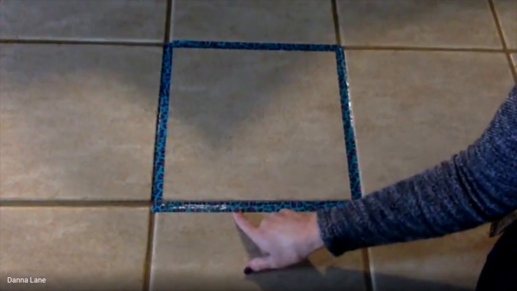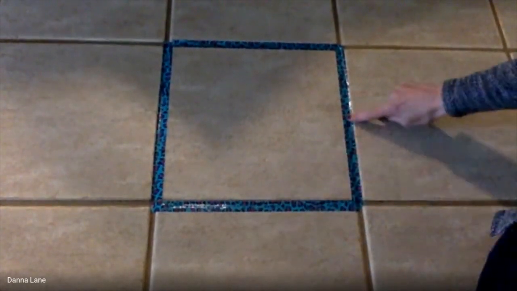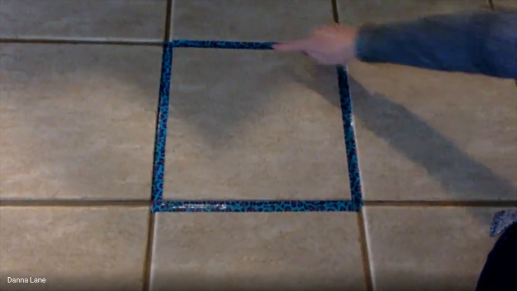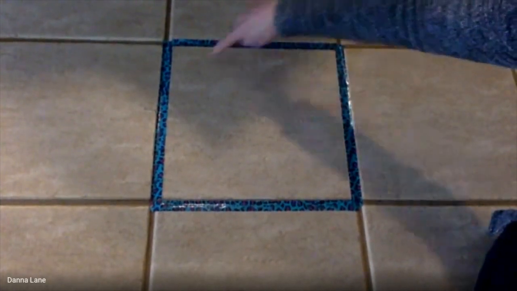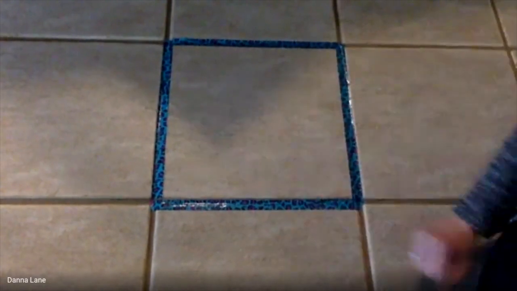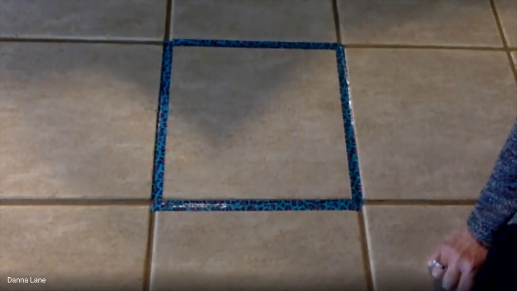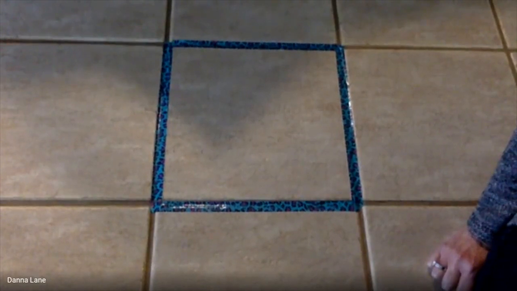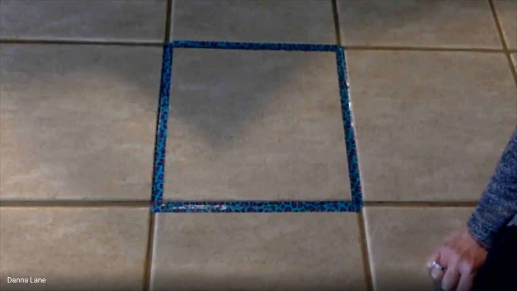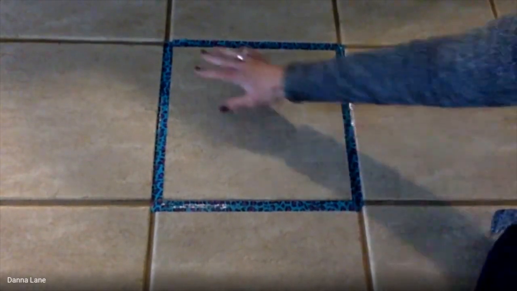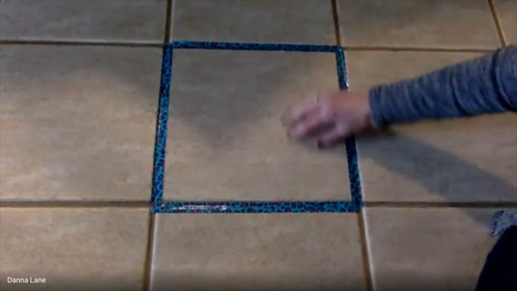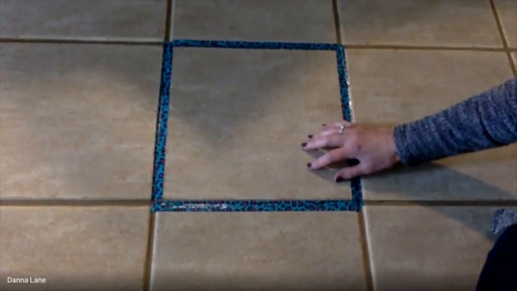So 1 foot plus 1 foot plus 1 foot plus 1 foot would be 4 feet total, which is what the perimeter of this tile is. The outside of the shape is 4 feet. That is the perimeter. Now let's talk about the inside of the shape.